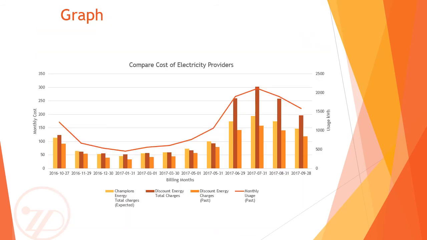Now, putting everything on a graph, here's what we see. This line graph shows the amount of watts used. You can see during May, June, July, August, the number of watts used spikes up. And when you look at the cost, the yellow is Champions Energy, maroon is the Discount Power expected, and orange is the Discount Power past. As you can see, as more and more watts are used, the cost difference grows larger.